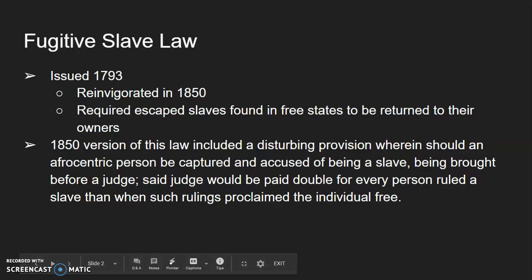One of the first measures to really begin this ball rolling is the Fugitive Slave Law, which is passed first in 1793 by the United States Congress and then is reinvigorated in 1850. So what did it do? Well, this law required that escaped slaves found in free states be returned to their owners.